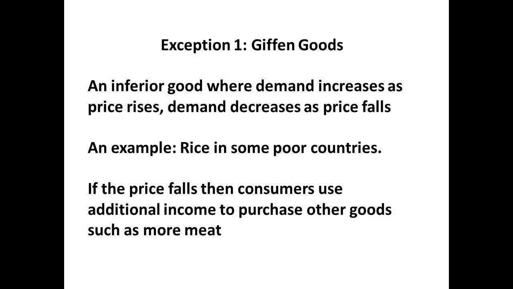The economist Robert Giffen outlined one exception, which has led to some goods being called Giffen goods. Giffen goods are regarded as inferior goods where demand may increase if price rises, and may decrease if the price falls. In many of the poorer nations, a large amount of income is spent on a staple food, such as rice. If the price of rice falls, then the additional income that this makes available may be used to purchase other foods such as meat or other essentials, such as clothing.